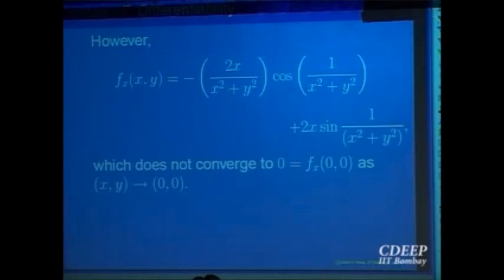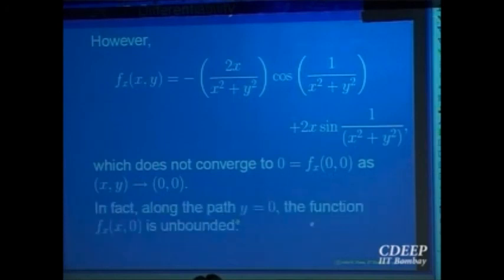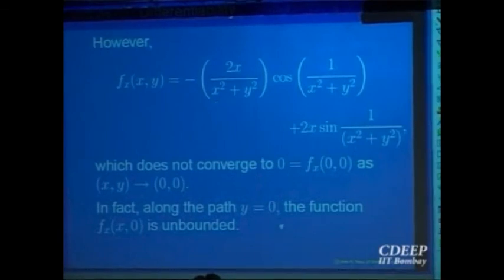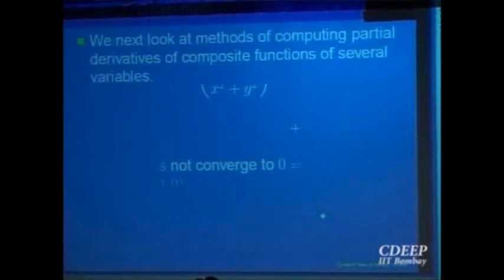So the function is differentiable at 0, 0, but the partial derivatives exist but need not be continuous. So this condition is not necessary, it is only sufficient. Okay? So in fact, if you take y equal to 0, this cos remains bounded. You can see it is 1 over x, right? As x becomes 0, it blows up, right? That is the reason I'm saying.